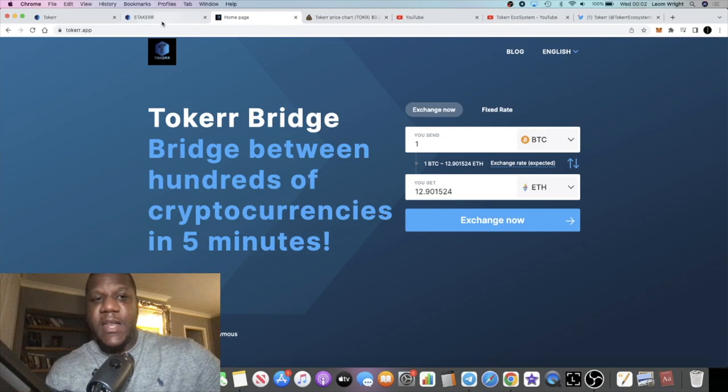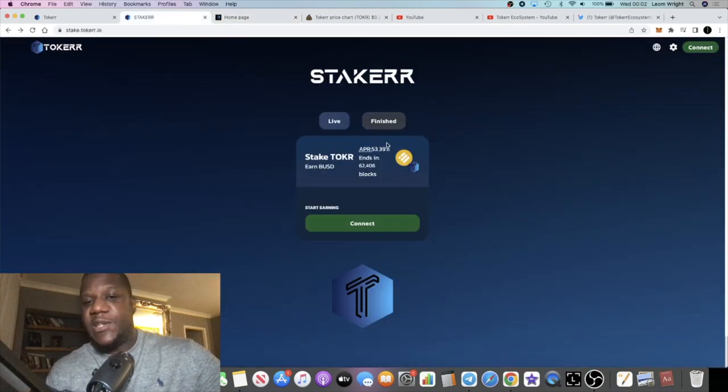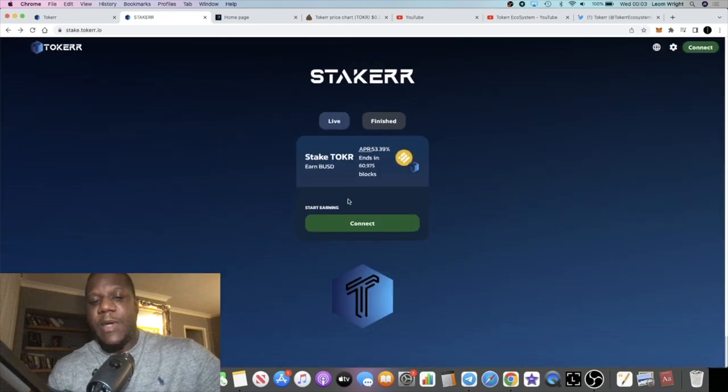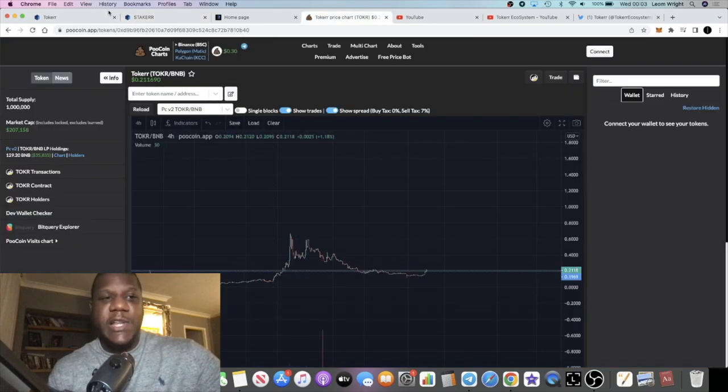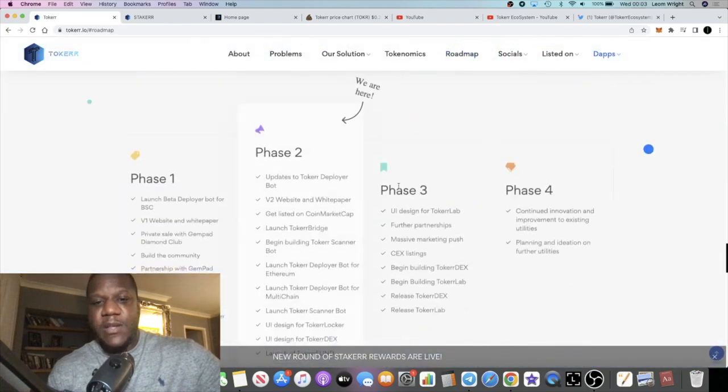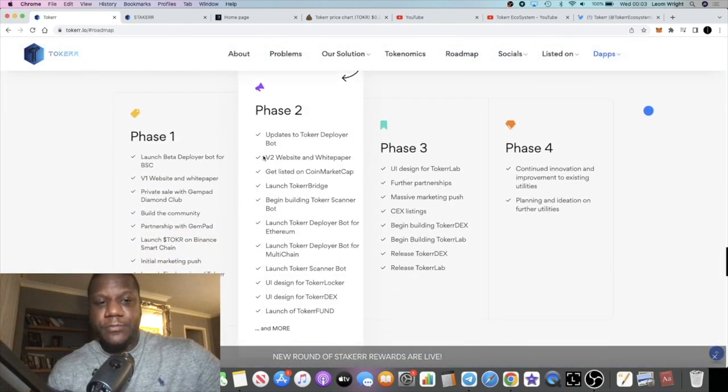They also have a bridge, and just so we don't forget, you can actually stake your tokens for a 53.39% APR on their website. Okay guys, so if you connect your wallet, you can actually stake your tokens over here. So there's utility on this project, a bunch of utility.